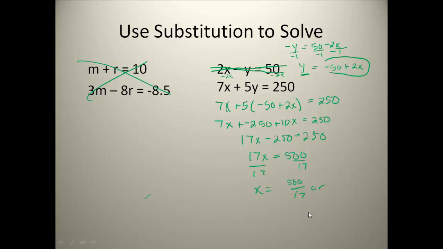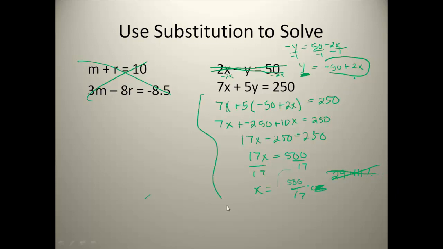Since it's a non-repeating, non-terminating decimal, I would prefer to leave it as a fraction, because what's going to happen is if you round it, when you plug it back in here to solve it for y, it's going to not come out right. So I need to leave this as a fraction. If this had turned out to be a terminating decimal like 2.4, then it would be okay to use the decimal. But this turns out to be 29.4117, and it just keeps going with no pattern. We cannot round it. It will not give us the right y value.